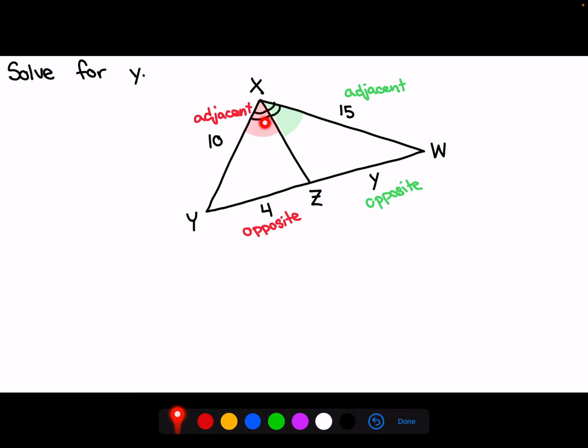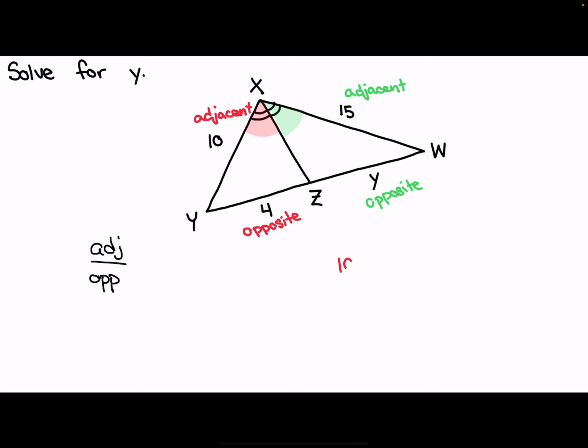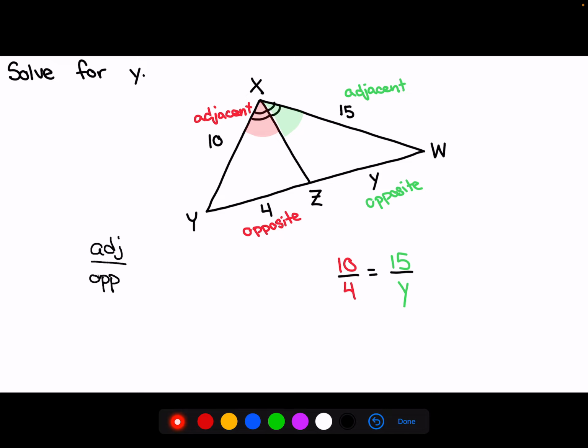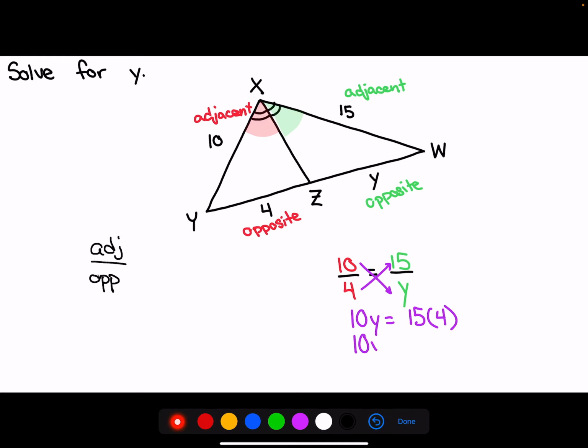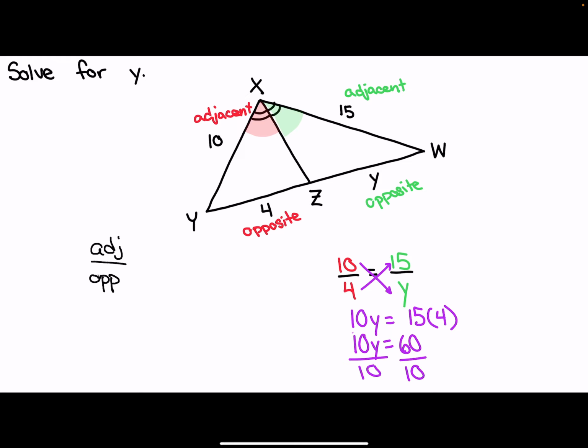So I'm going to go ahead and label this as adjacent and opposite for each of our angles. So I have the red angle here, and opposite and adjacent. Then for my green angle, y is opposite and 15 is adjacent. So now we can set up our ratio. I'm going to use adjacent over opposite. This will give me 10 over 4 equals 15 over y. Cross multiplying will give us 10y equals 60. And then dividing both sides by 10 to get y by itself will give us y equals positive 6.